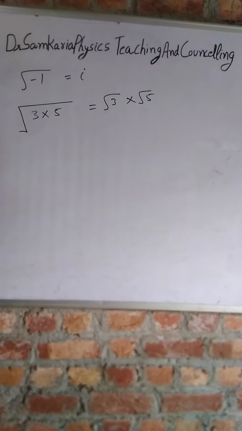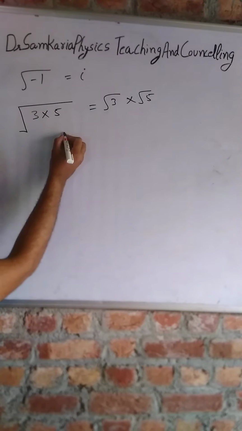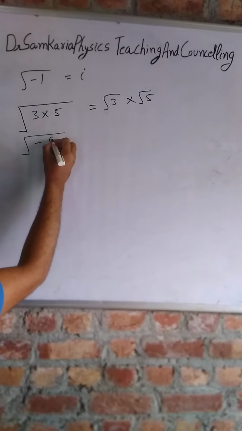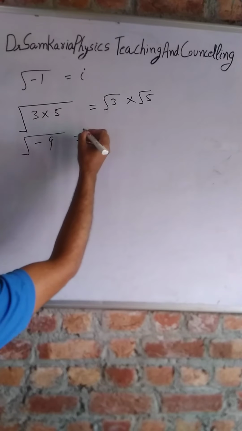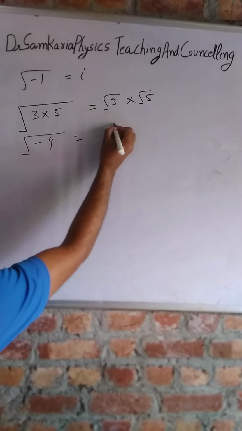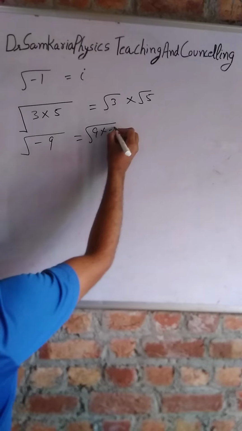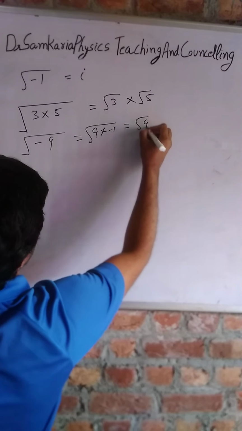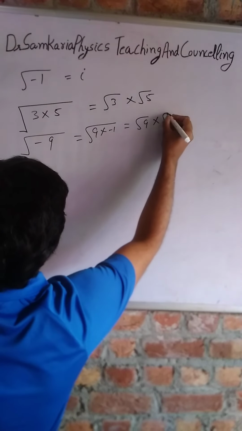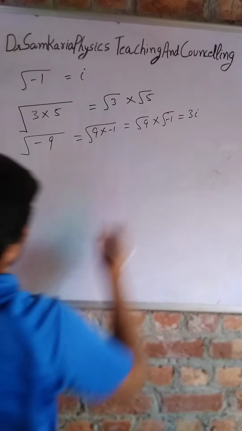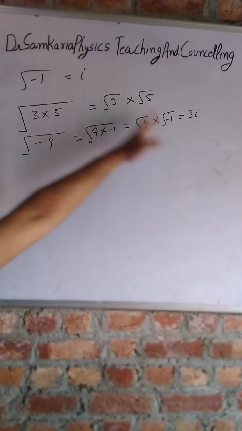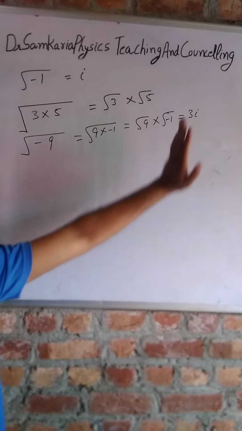Students, the same rule can also be applied to imaginary numbers. Suppose we have the imaginary number square root of -9. This number can also be broken into separate parts. This can be written as square root of 9 into -1, which is equal to square root of 9 into square root of -1, which is equal to 3 iota, because we know that square root of -1 is iota and square root of 9 is 3.